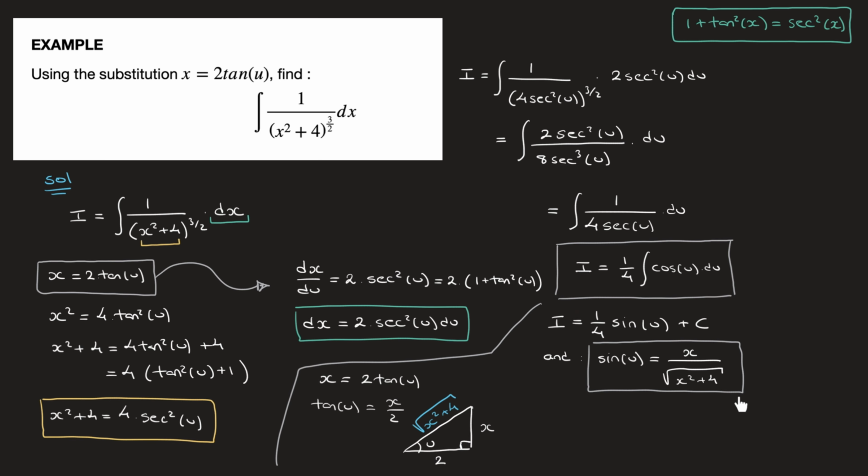And so using this result, we can rewrite our final answer for the integral as: the integral I is equal to 1/4 of x over the square root of x² plus 4, plus the constant of integration, c. And that's the final answer. And there we go. That's it for this example on the method of substitution for integration.